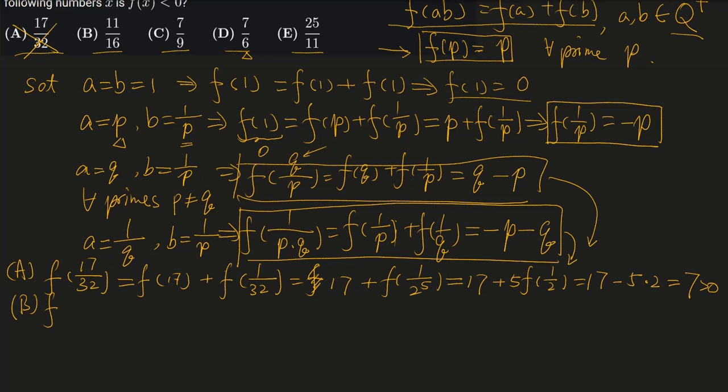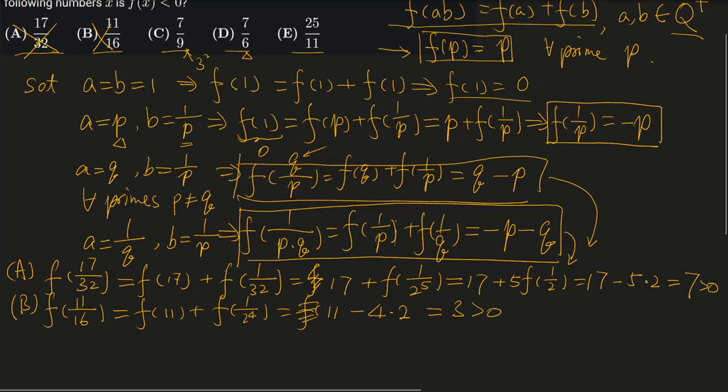Let's look at B. f of 11 over 16 equals f of 11 plus f of 1 over 2 to the 4th, which equals 11 minus 4 times 2, which equals 11 minus 8, that's 3, still greater than 0. So B is not our choice. As we perform such calculations, we realize that we don't have to justify all the choices. You should be able to find the pattern already. For example, 9 is 3 squared, so the value of f of 7 over 3 squared equals 7 minus 2 times 3. That's 7 minus 6, which is positive. Therefore, C is out.